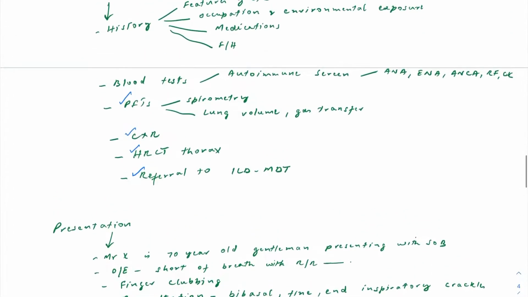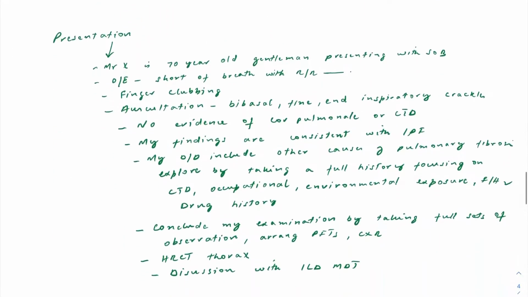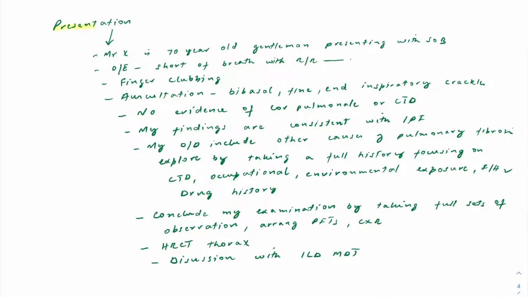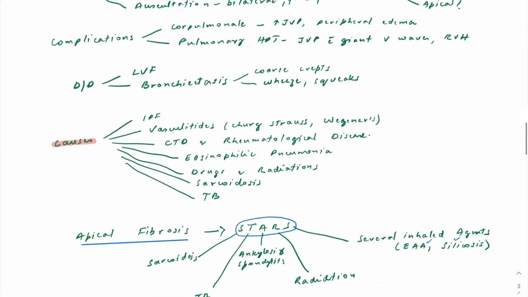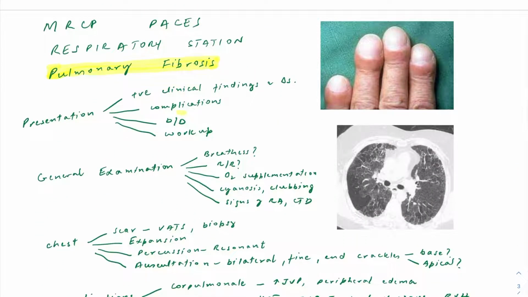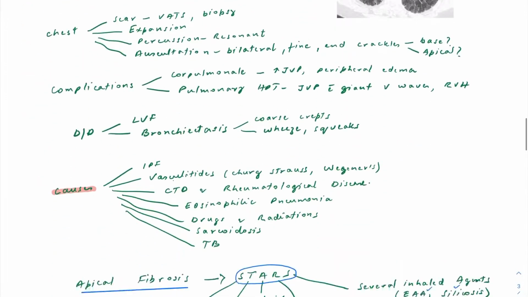Okay, so this was all about the workup for the patient, and then this is the most important part: how you will present the case. So for the presentation, as I've already told you, just follow this sequence which I mentioned before: positive clinical findings first and diagnosis, then we go to complication, DD and workup.